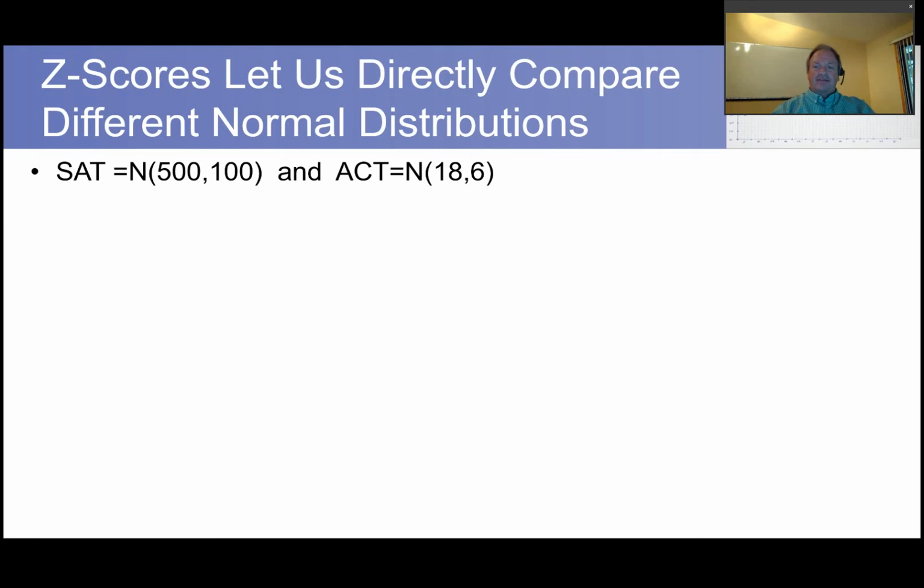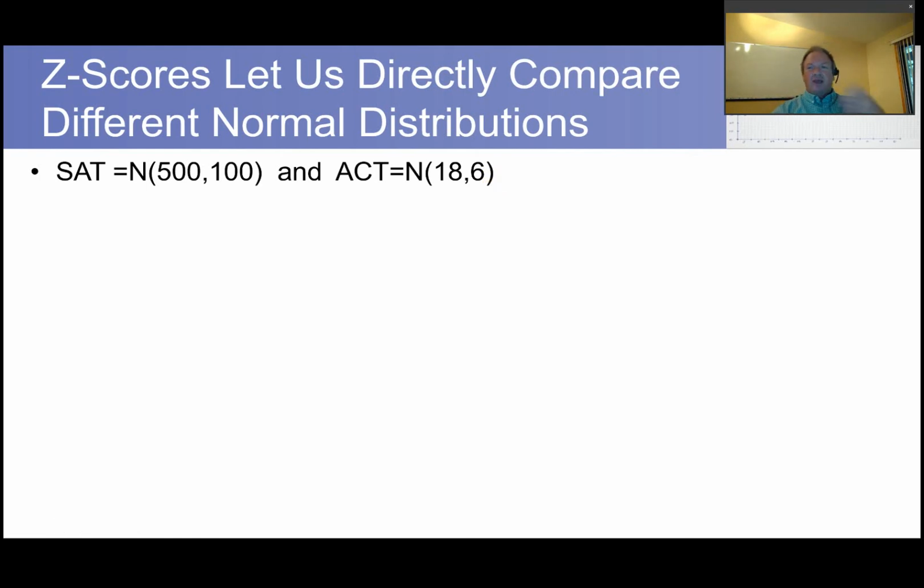and standardized test scores generally have normal distributions. So the SAT has a normal distribution. The mean is 500. The standard deviation is 100. See if you can practice saying this second statement here. ACT scores have a normal distribution. The mean is 18, and the standard deviation is 6.